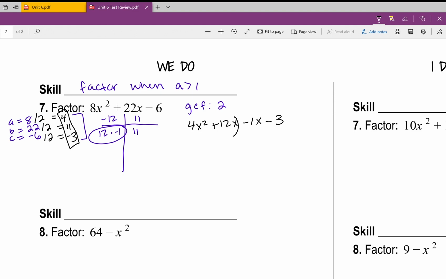Okay, put them in parentheses, factor out a GCF. What can go into both 4 and 12? That's going to be 4x. 4x squared divided by 4x is x. 12x divided by 4x is 3. And then I can take out a negative 1. Remember, my parentheses have to match, so x plus 3. So that means my answer is 4x minus 1 from these outside terms, and x plus 3.